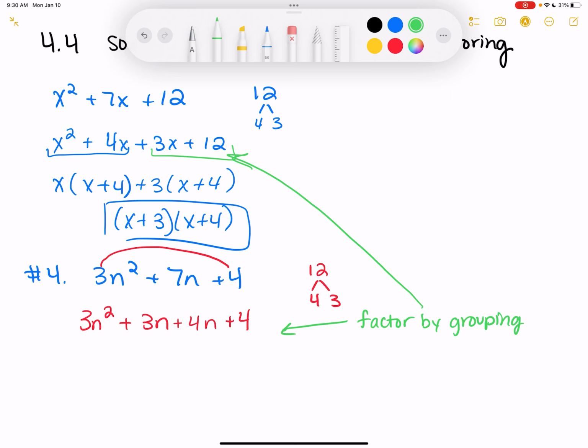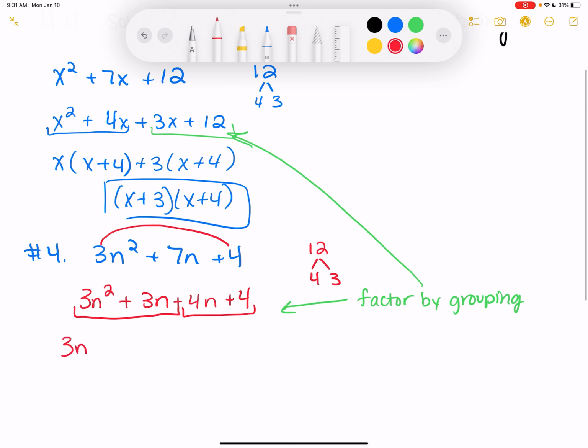So we group these two together and these two together. What can I take out of this one? 3n, which leaves me with n plus 1. And then what can I take out of this one? 4, which leaves me with n plus 1. Since they match, we get 3n plus 4 times n plus 1.